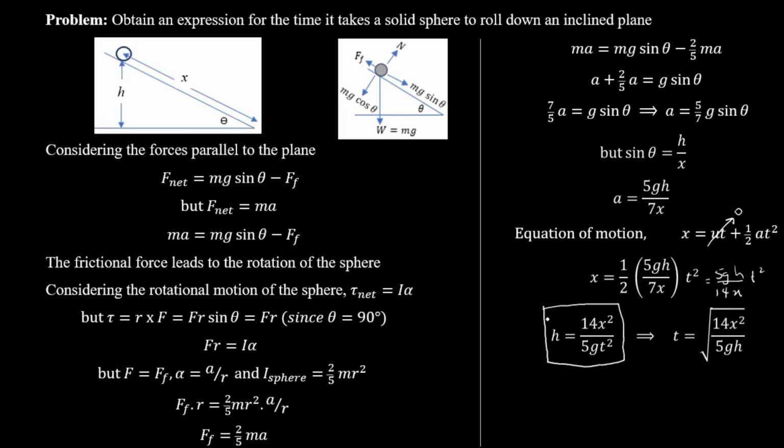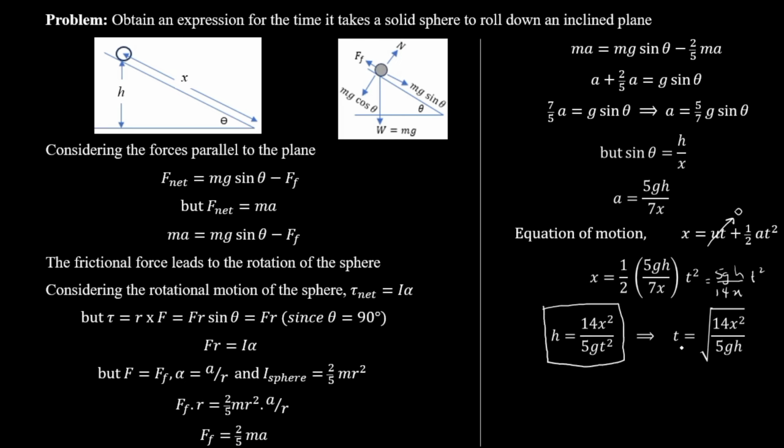In a video I have uploaded, this equation was used to obtain acceleration due to gravity. We used it as the basis, as a foundation for an experiment to obtain acceleration due to gravity, where our h was plotted on the y-axis and then our t inverse was plotted on the x-axis, and as such our 14x squared over 5g corresponded to the slope, from which a known value of x and the slope can give us acceleration due to gravity g. So we've been able to obtain the expression that we desire.